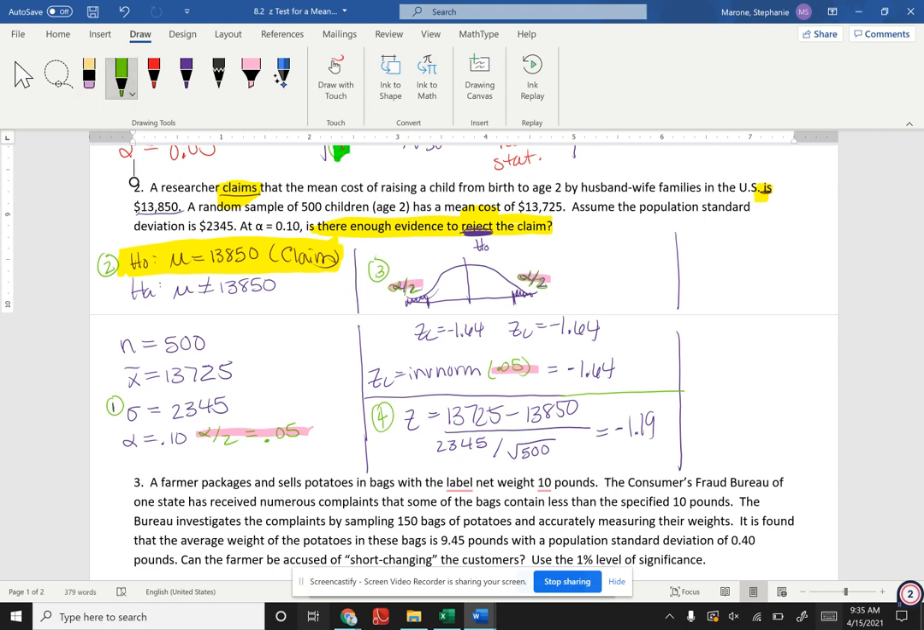So I don't want to go through this too fast. For step 3, remember we found the critical values. And that shaded part was the rejection region. The shaded part is the rejection region. We found the critical value. And then step 4 is the test statistic.